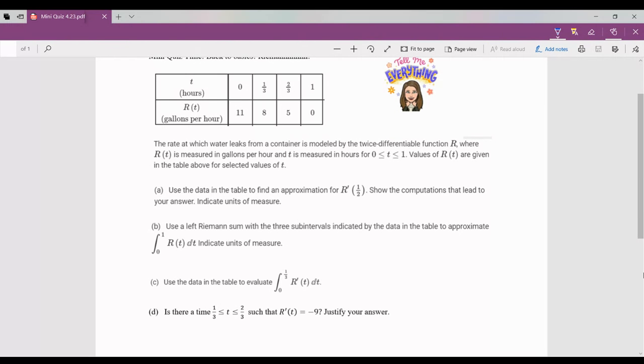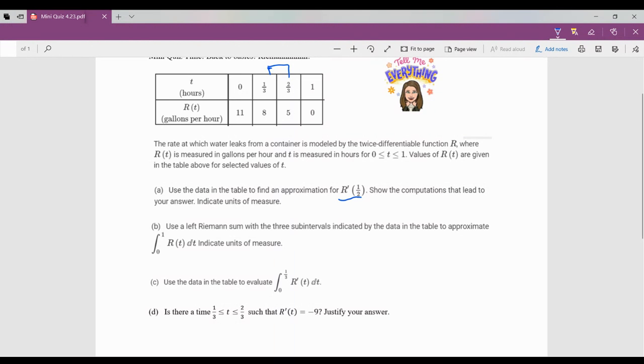So first thing, we've got the rate at which water leaks from a container is modeled by the twice differentiable function R, and R is measured in gallons per hour, and t is measured in hours. So we want to use the data in the table to find an approximation for R prime of 1/2. So 1/2 falls between these two, 1/3 and 2/3.